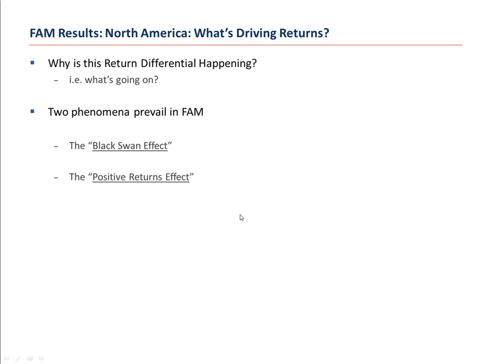But the real question is, why is it happening? What's going on? The answer cannot be it's a neural network, and the answer cannot be it's a sum versus D, and the answer cannot be it's an optimization, and the answer cannot be it's metric operations. The answer must be something that's qualitative. And in fact, there are two answers. There are two phenomena which prevail in FAM: the black swan effect and the positive returns effect. I'll just use North America as our example, but these results are nearly identical across the globe.